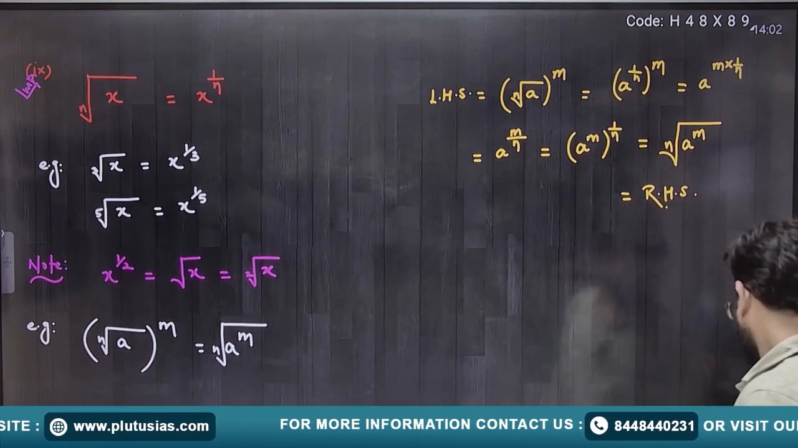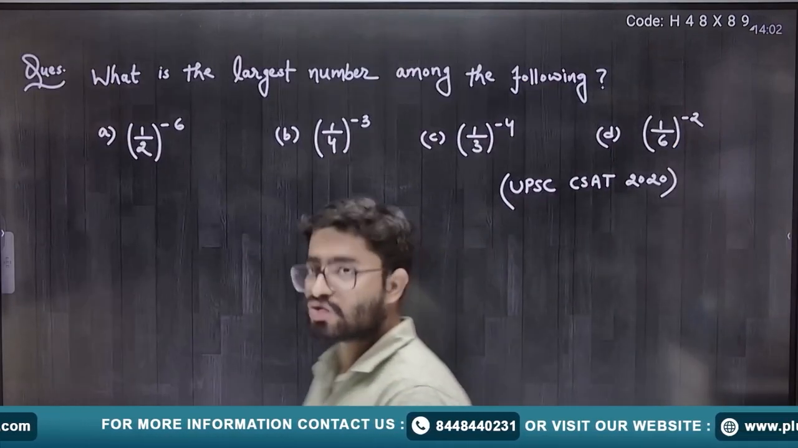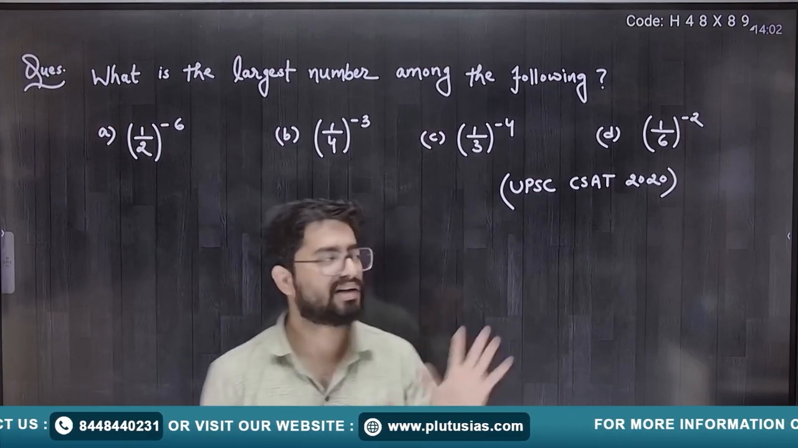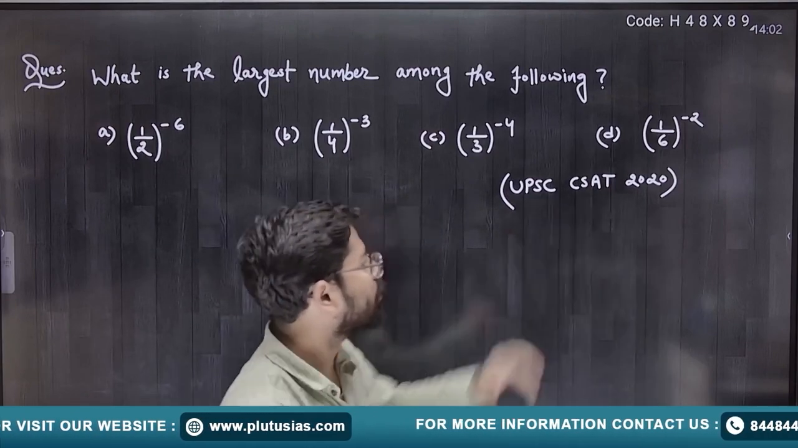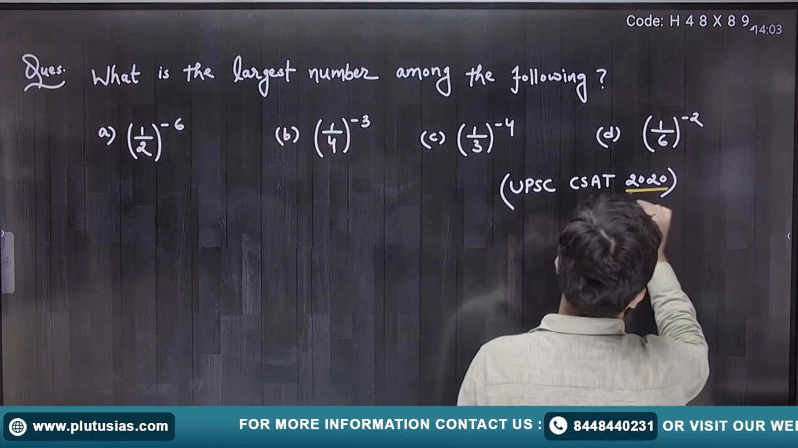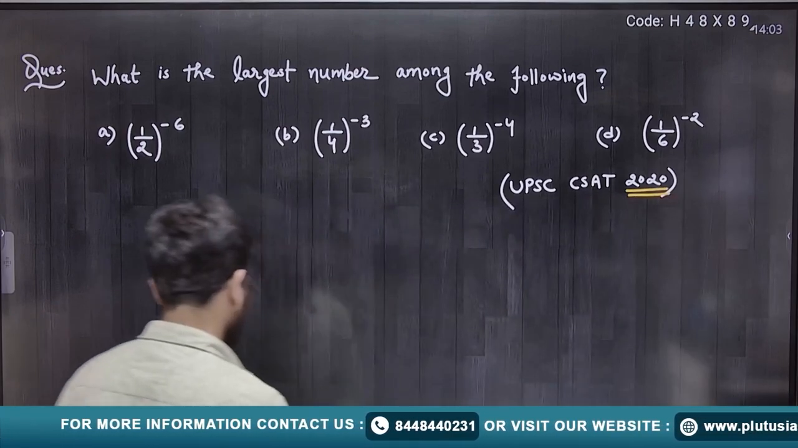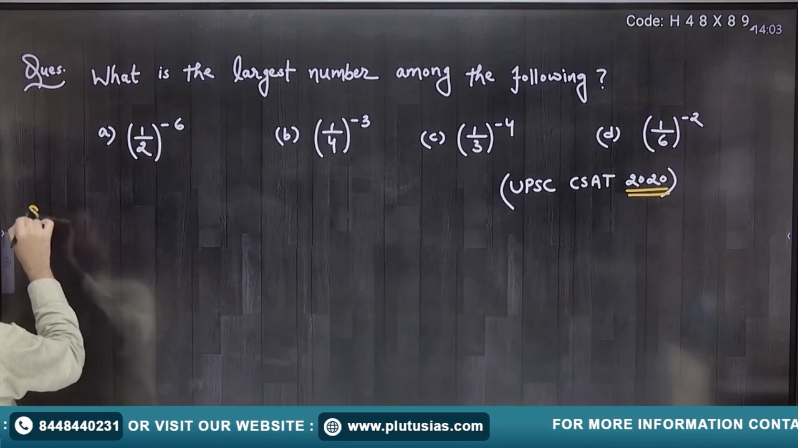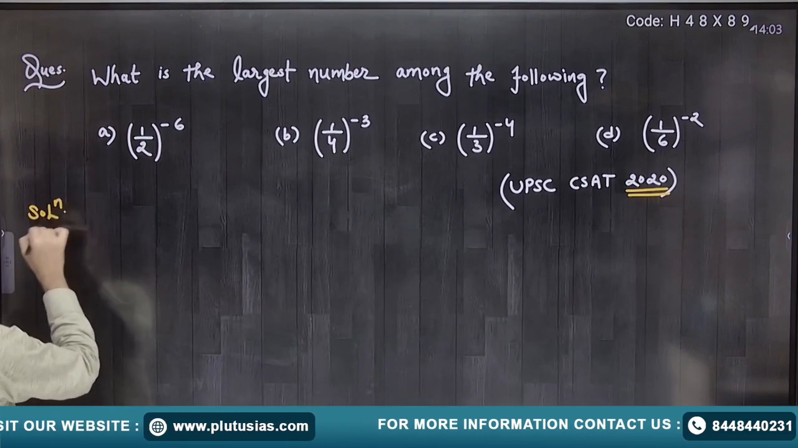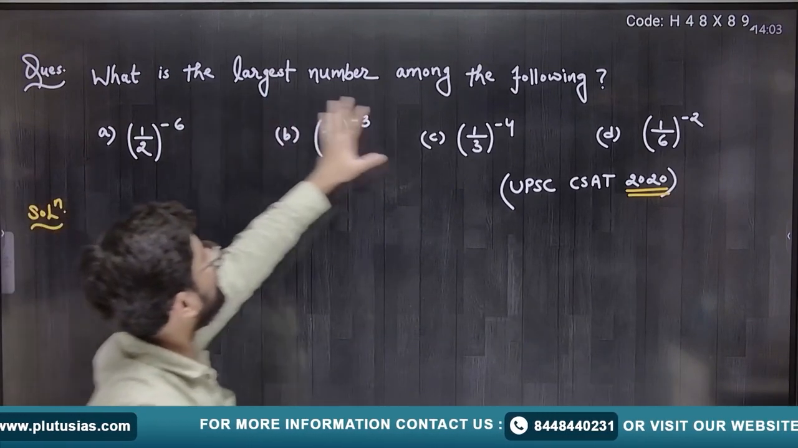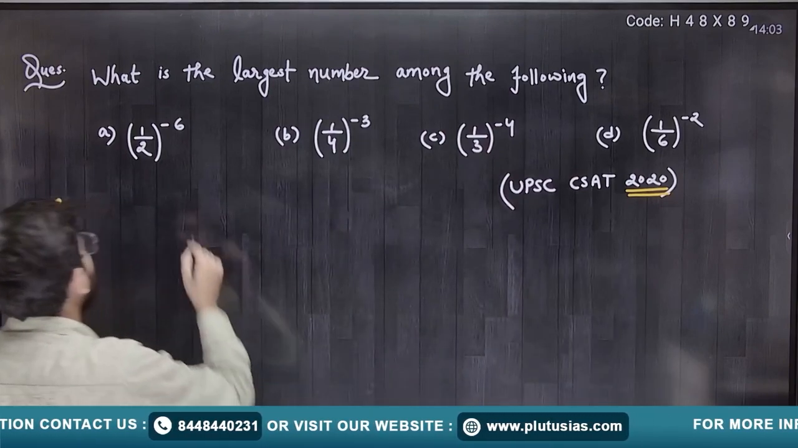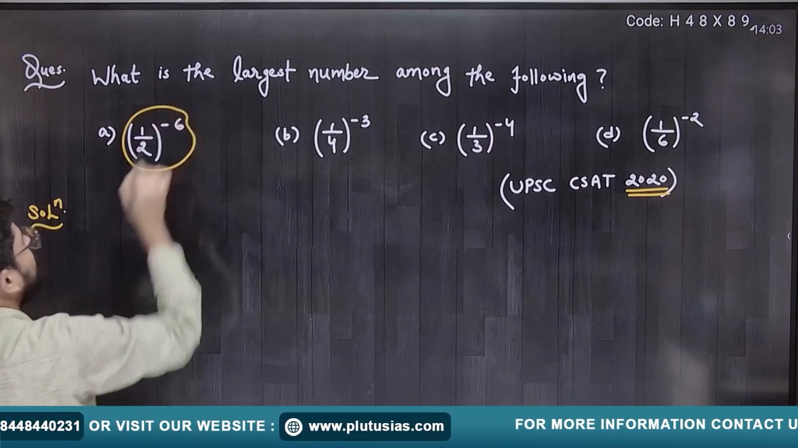So on the basis of this, let's try 2 questions from UPSC CSAT PYQs, that is from 2020. Now read the question. The question says, what is the largest number among the following? Largest number. So first of all, 1/2 power -6.